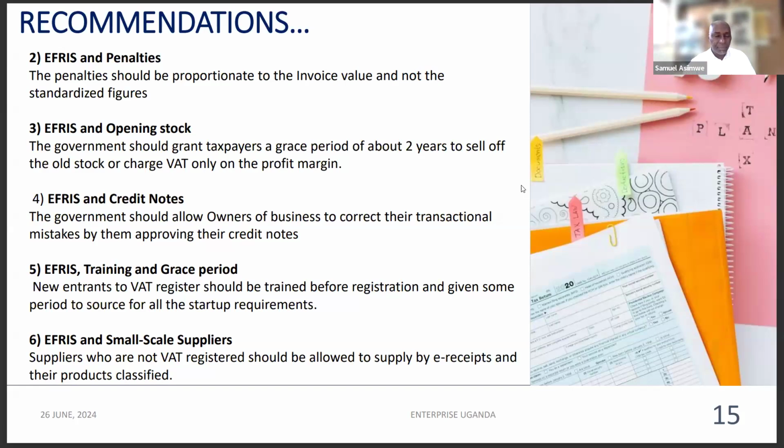It's a bit high, so the government can look at the way it can charge proportionate to the invoice value. Then the third recommendation is about the opening stock. The government should grant taxpayers a grace period of about 2 years to sell off the old stock, or charge the VAT only on the profit margin of that specific stock.